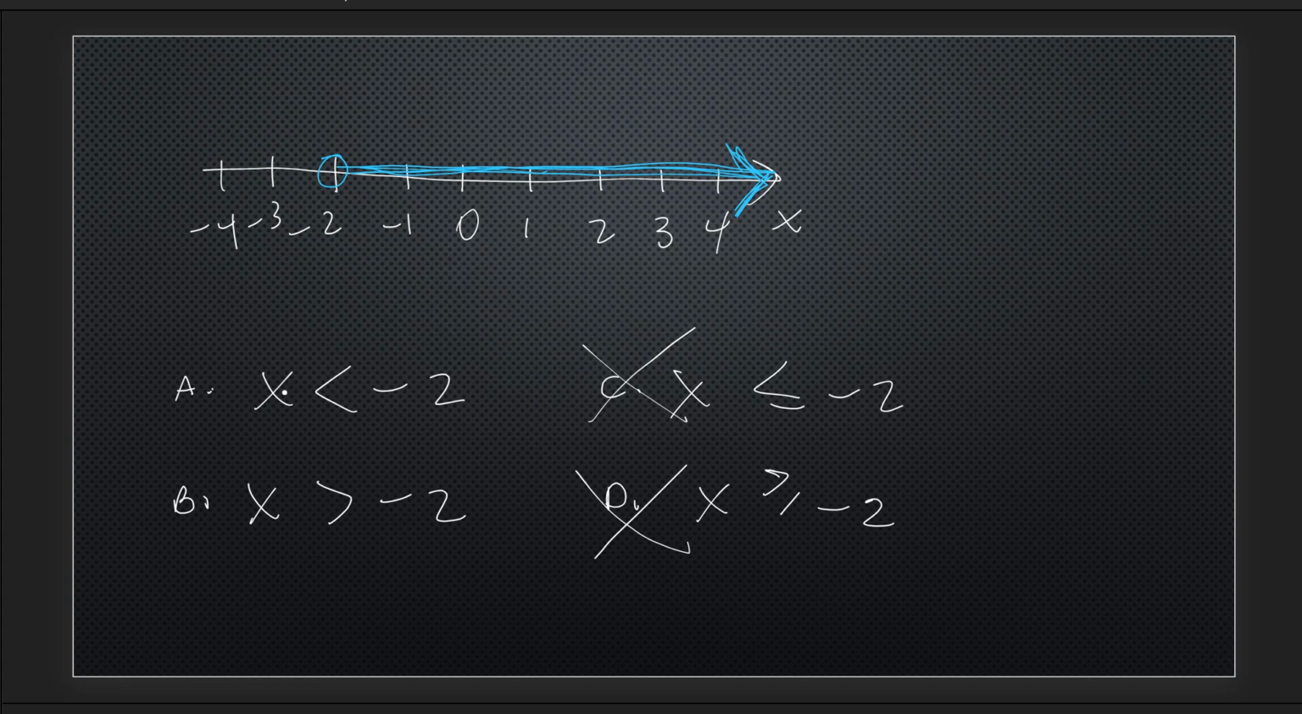This one says x is less than negative 2. This one says x values are greater than negative 2, so it's definitely B. The symbol also points in the direction that is shaded. So that's what that means. This inequality represents the graph here.